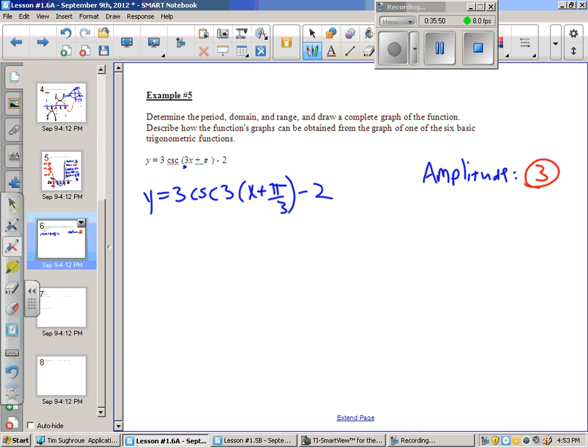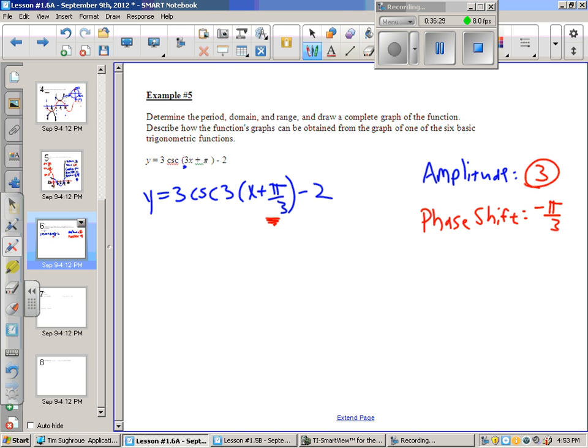The rest of this, though, is really important. We do have a phase shift. The phase shift is always the opposite of whatever we're doing to x inside the parentheses. We never have a phase shift unless we have parentheses. In this case, we're adding pi over 3, so our phase shift is negative pi over 3. Our phase shift is the starting point. That's where we're going to start our graph, and we're going to add our increment from the phase shift. In the method that I use, that's what it'll always represent: the starting point.